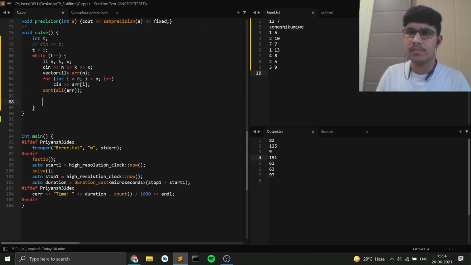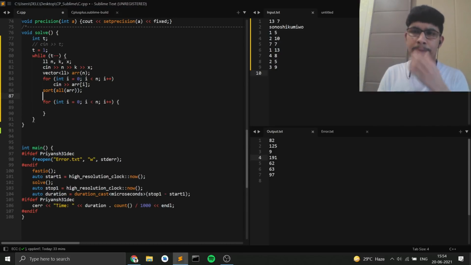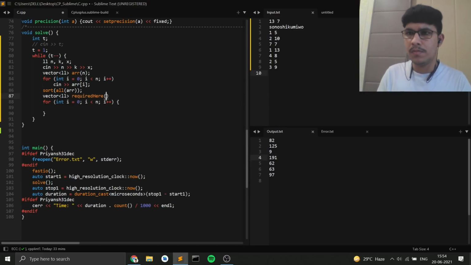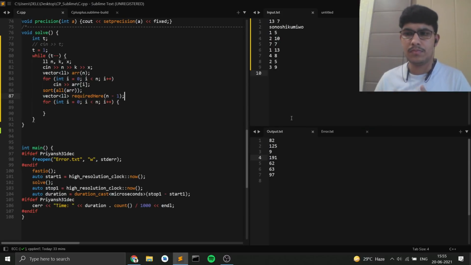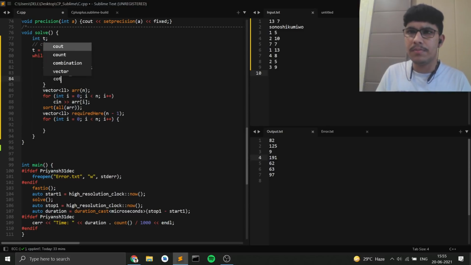So this will be of size n-1, right? Cool. So first of all, if n equals to 1, then you simply print out 0. I mean 1.